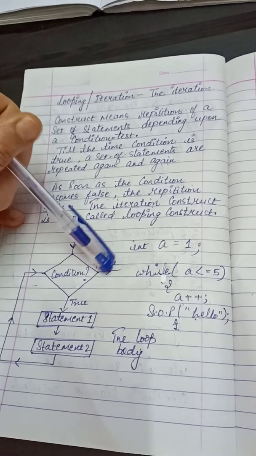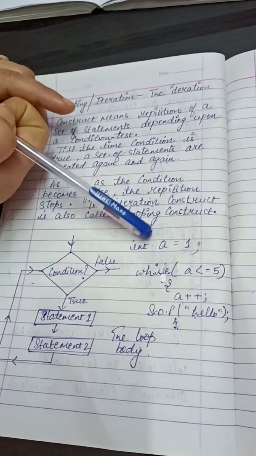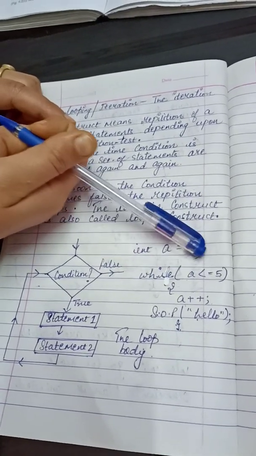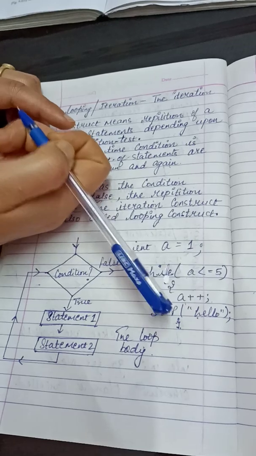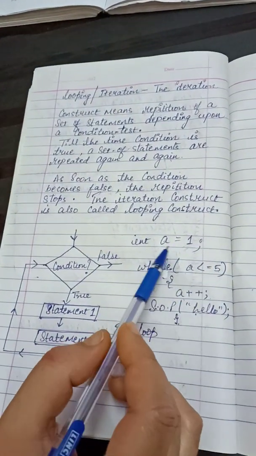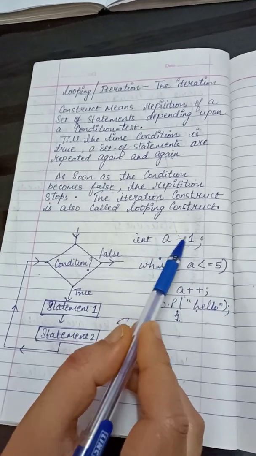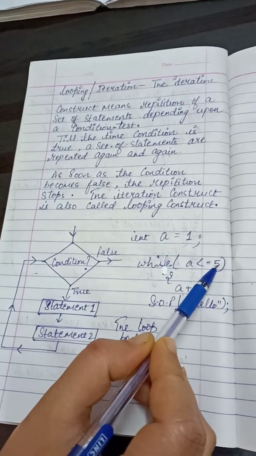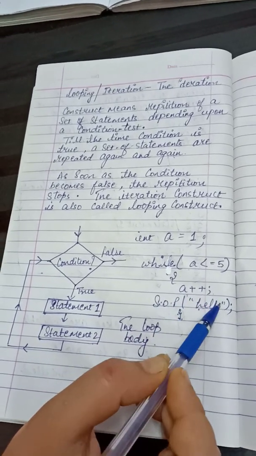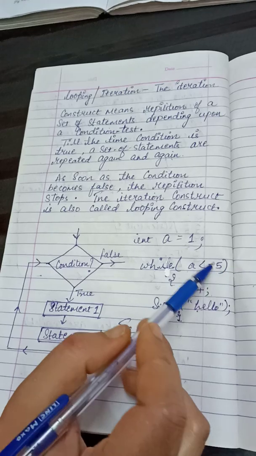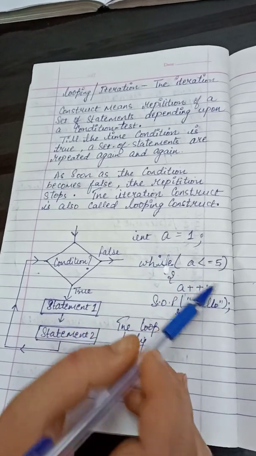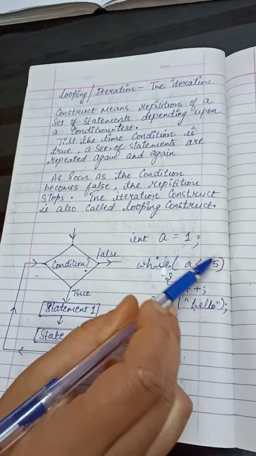You can see the example. I have initialized here a equal to 1, and I have taken the condition while a less than or equal to 5 and a plus plus, System.out.println hello. So what will happen? First, the value of a is 1. So 1 is less than or equal to 5, the condition is true. It will increase the value and it will print hello the first time. Now it will print hello 5 times. From 1 to 5 the condition will be true, and it will repeat the statement 5 times.